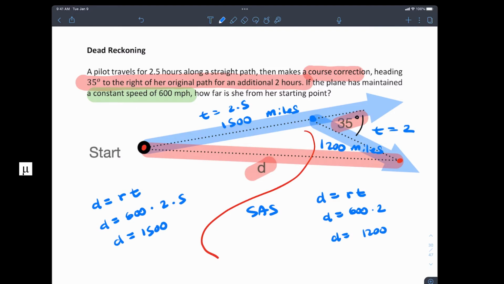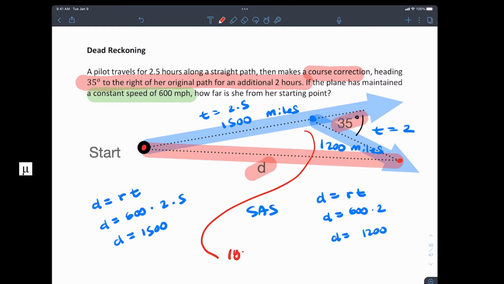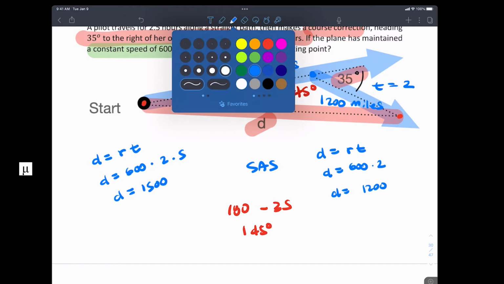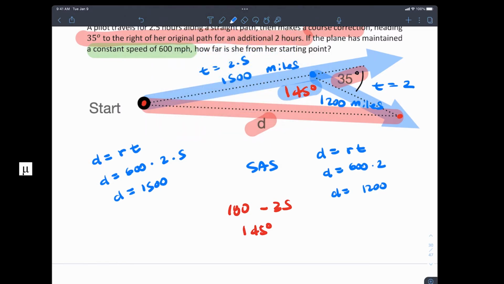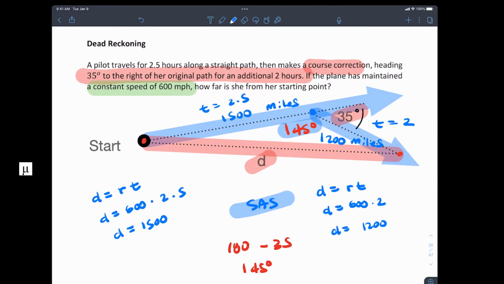Isn't that a straight line? Didn't we talk about supplementary angles in the beginning? Right, that's why we did it. So 180 minus 35 is what? Is that 145 degrees? So I'm going to get rid of that. 145 degrees. So ladies and gentlemen, good job. This sure enough is a side angle side situation.